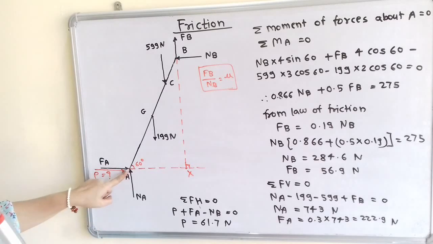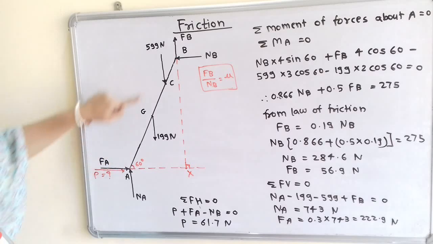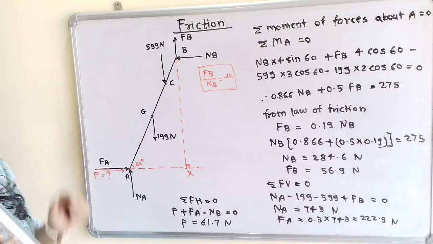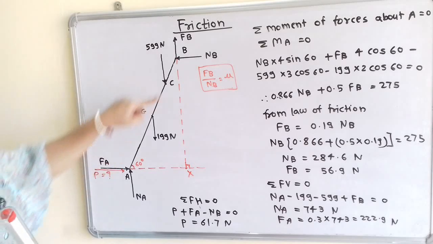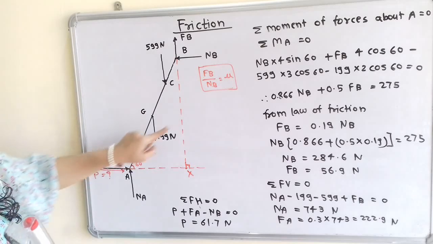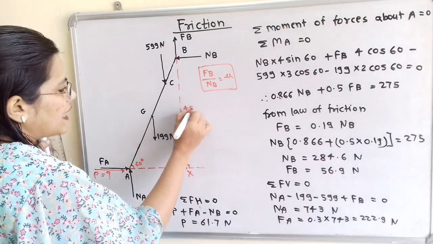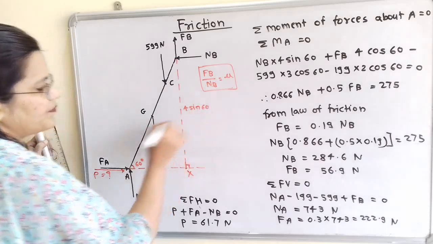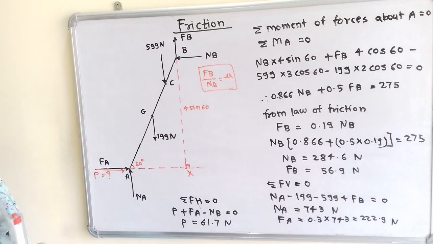In triangle AXB, here is a 60-degree angle and distance AB is known, that is equal to 4 meter, as mentioned in the question. So what is its value? It is opposite to the angle 60 degree, so we can say it is 4 sine of 60. So we will use here NB into 4 sine of 60.